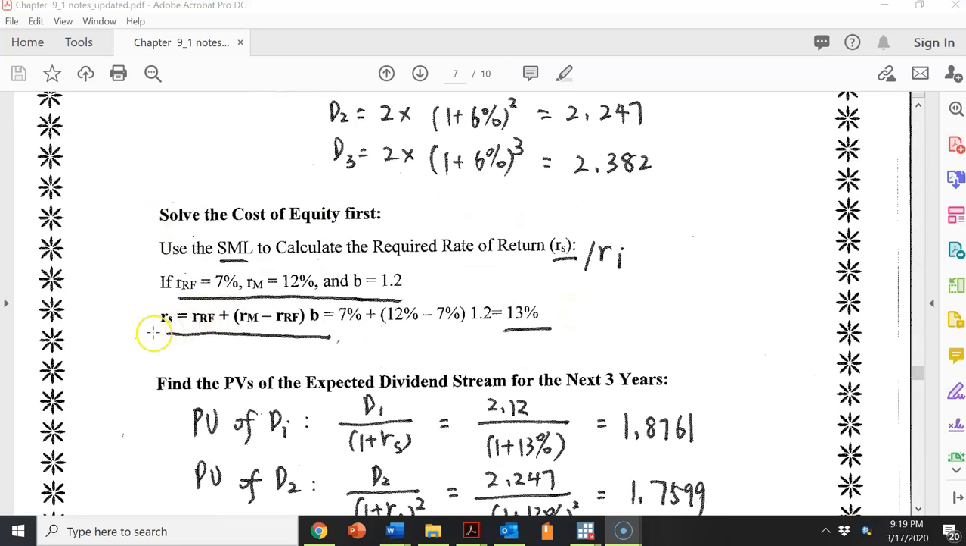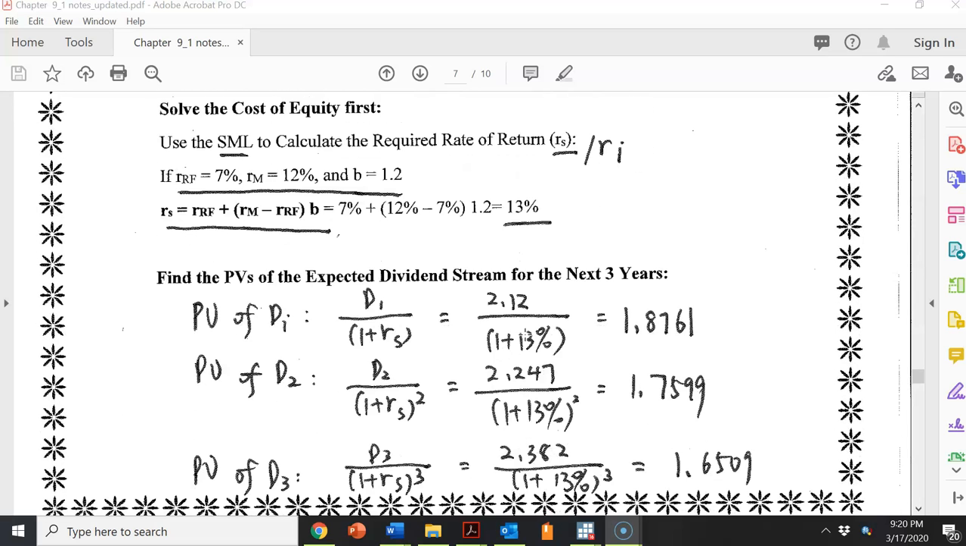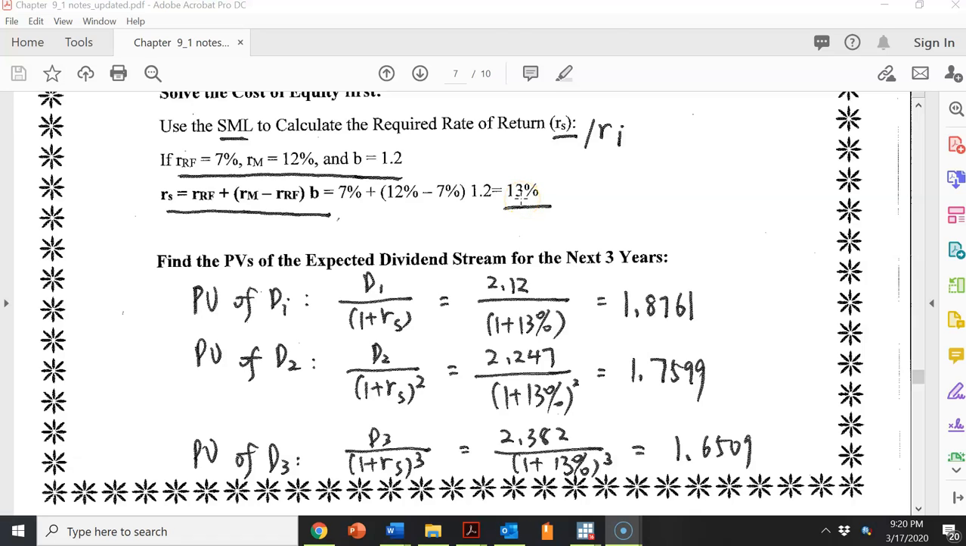Okay, RS equals risk-free rate plus market return minus risk-free rate multiplied by beta. So it's 7%, and all this information is given. 7% risk-free rate plus 12% RM minus 7% multiplied by beta, 1.2. So we have RS as 13%. Okay, and then after we know RS as 13%, we also know D1, D2, and D3.